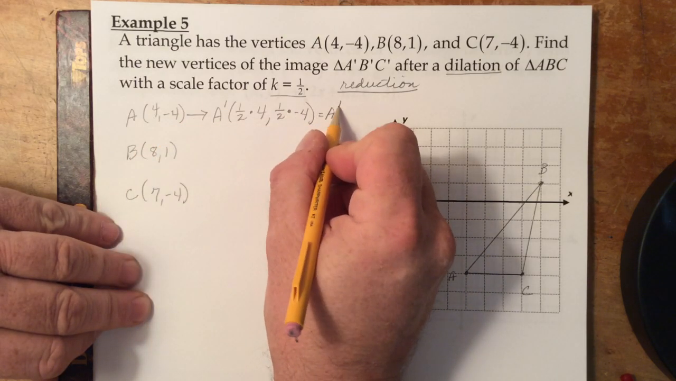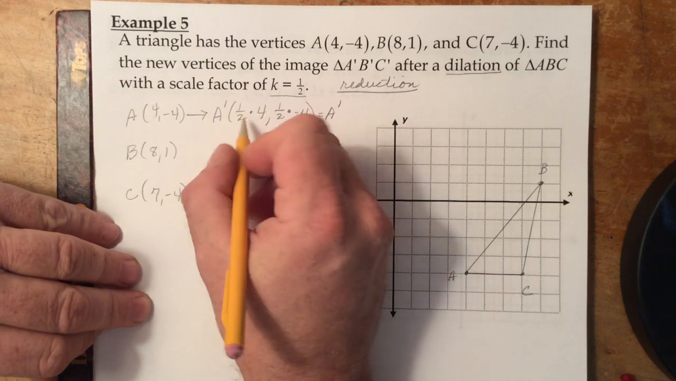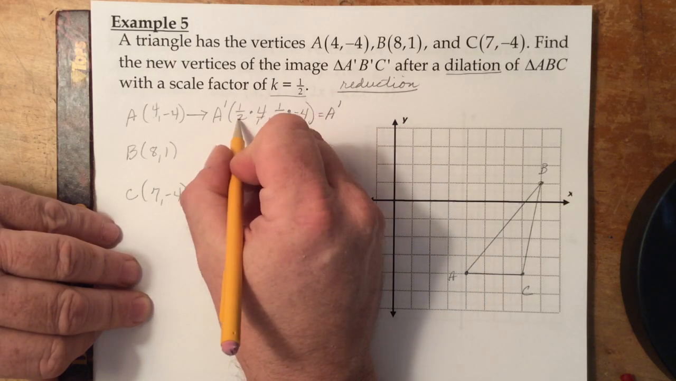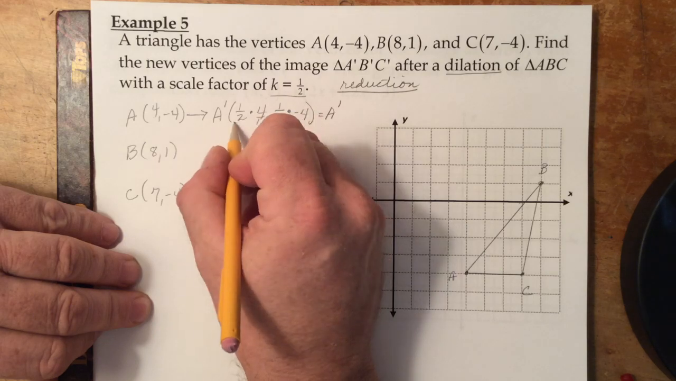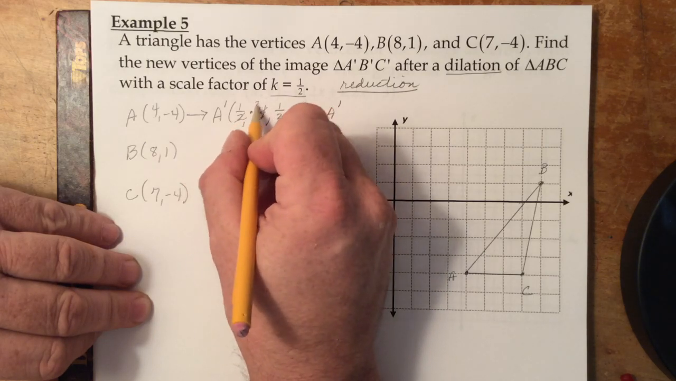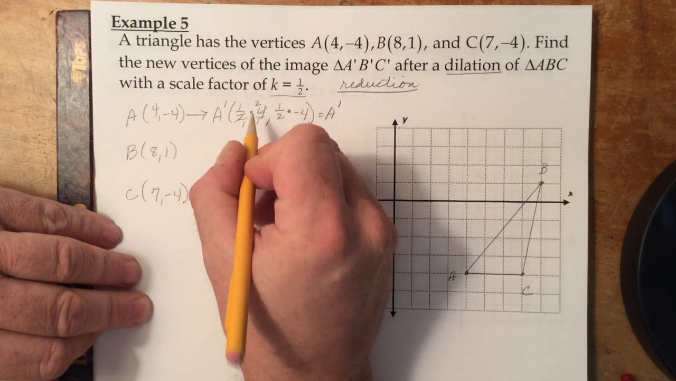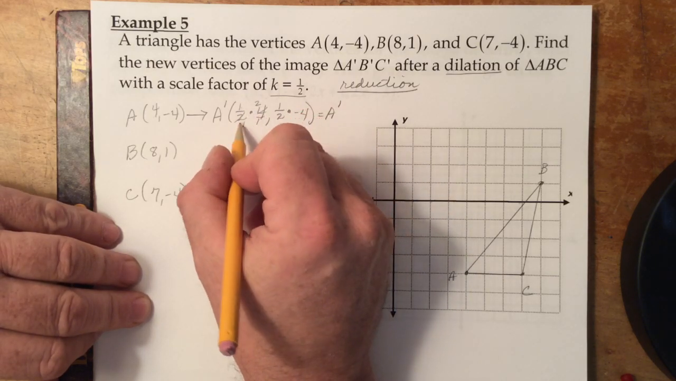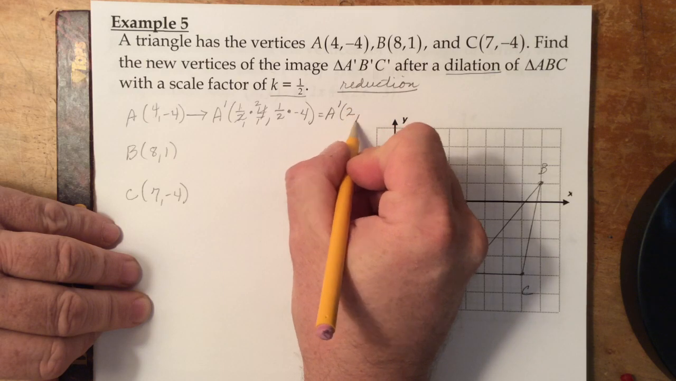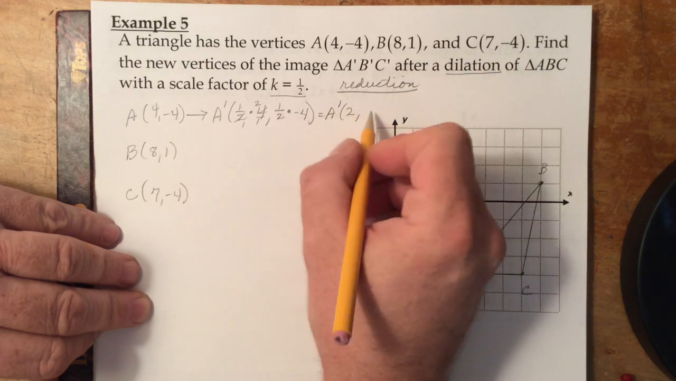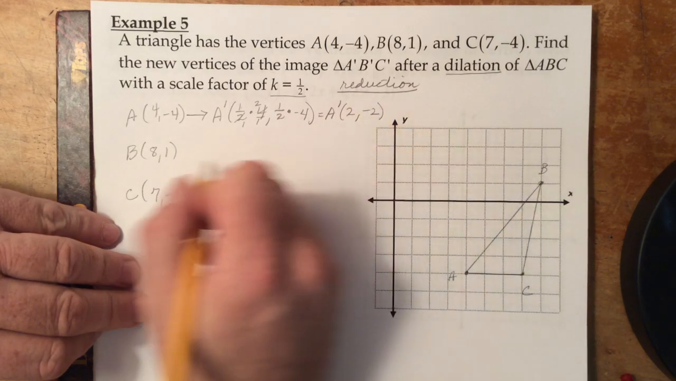So A prime is 1/2 of 4, or if you want to do it this way, put 4 over 1. 2 and 4 are divisible by 2. 2 goes into 2 once, 2 goes into 4 twice. You get 1 times 2 over 1 times 1, which is 2 over 1, or just 2. Or just simply say 1/2 of 4 is 2. 1/2 of -4 is -2.